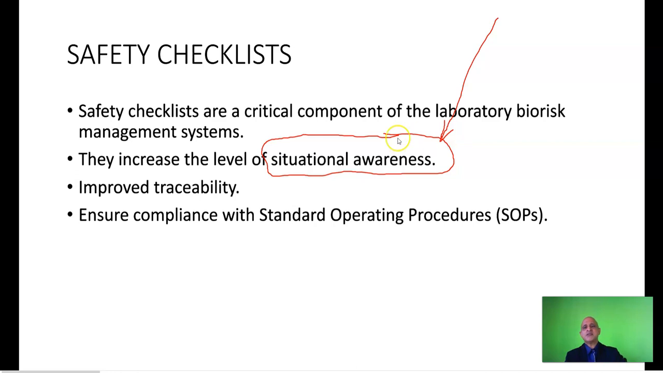So a safety checklist will ensure that situational awareness is being maintained. For instance, if I work with a pathogen, the first procedure involves opening the tube. I check it on the checklist. The next procedure involves the transfer of the medium. Check. This checklist can be done by yourself, or you can have a buddy observing you and checking the checklist. This checklist will improve the traceability of your process and will enable you to identify any procedures which may lead to potential accidents or incidents.